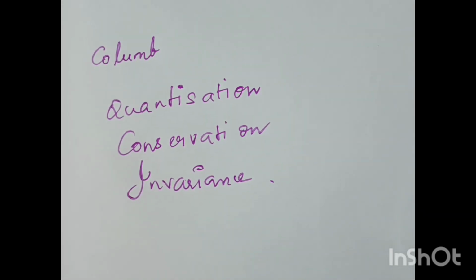The SI unit of electric charge is coulomb, and we know electric current is equal to charge by time. So I can say if a conductor carries 1 ampere of current for 1 second, then the charge that flows through that conductor will be 1 coulomb.